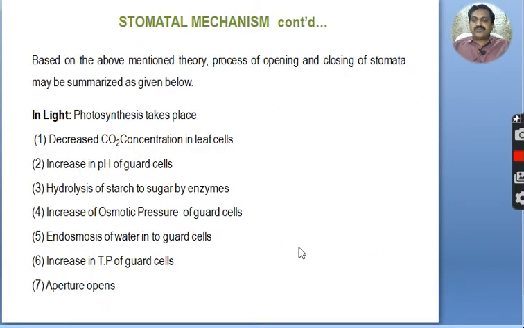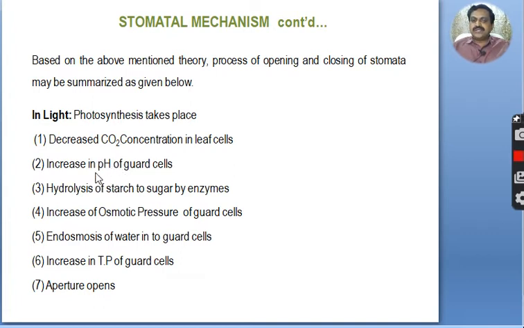What I told so far by looking into the reactions, the same thing is given here. Based on the above mentioned theory, the process of opening and closing of stomata is summarized as given below. In light, that is during daytime, photosynthesis takes place, as you all know. Photosynthesis utilizes carbon dioxide in the guard cell, hence its concentration decreases. Due to photosynthesis, a carbohydrate or glucose is formed, so the concentration in the guard cells increases.